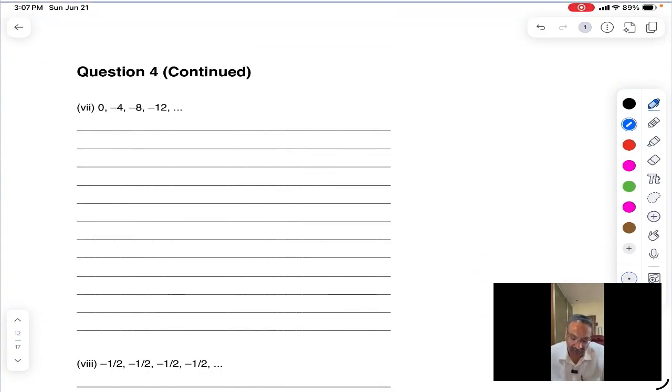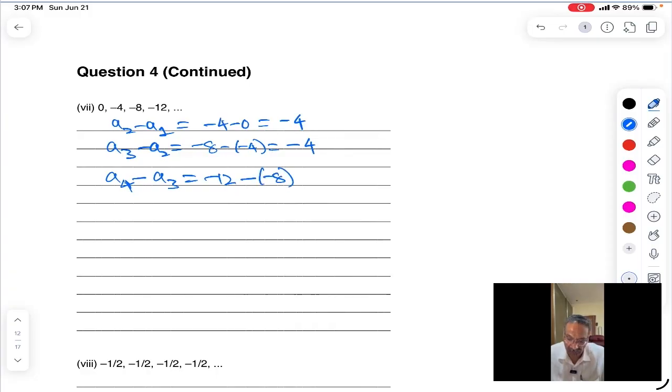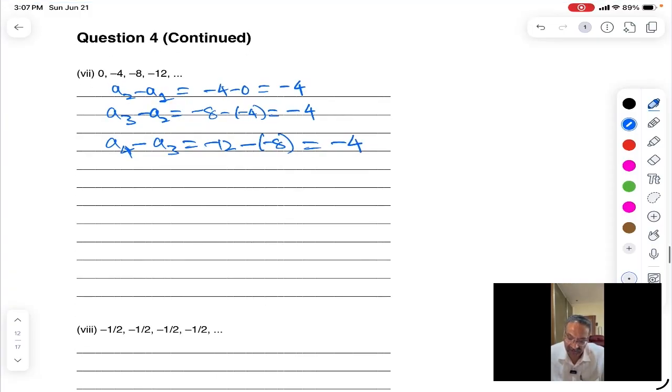Next question. First term 0, second term -4. Seeing it you can say immediately, here A2 minus A1, I will do it a little fast, is -4 minus 0 is equal to -4. A3 minus A2 is equal to -8 minus 4 is equal to -4. Sorry, -8 minus of -4 is equal to -4. A4 minus A3 is equal to -12 minus of -8, which is again -4. So this is an AP with common difference d equal to -4.